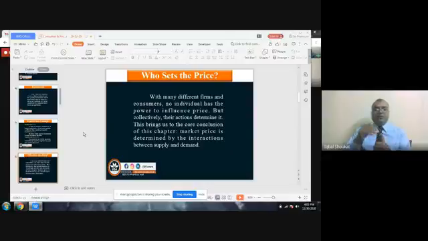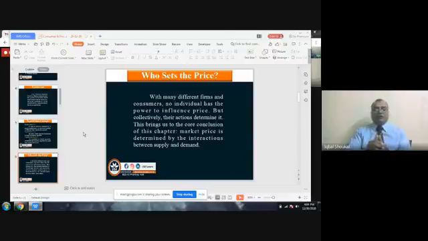As I told, there are many different firms and consumers. No individual has the power to influence the market prices, but collectively their actions determine it. By the aggregate effect, the whole effect, no single one but the community as a whole, the consumers and the producers, can affect the market price and the market quantity.